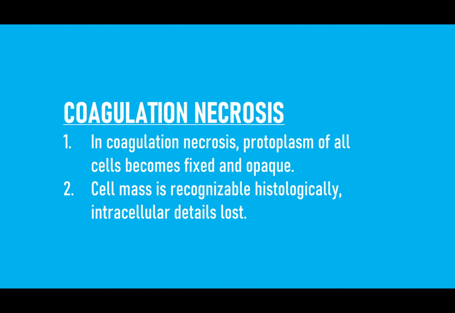On simple microscope everything looks normal, but the protoplasm of the cell becomes fixed and opaque. This is because the cell outline is not disturbed, so we can only appreciate the changes in coagulation necrosis on electron microscope. When some time passes, coagulation necrosis can be recognized on simple microscope.